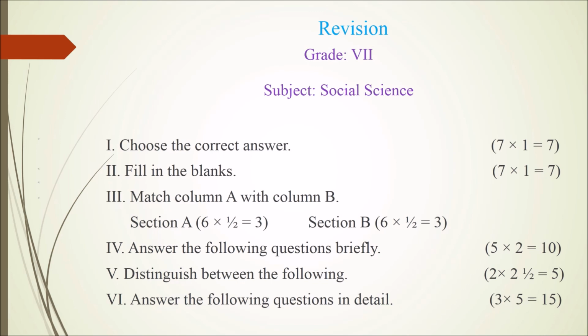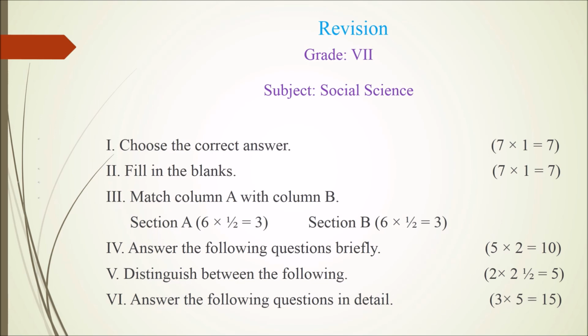This is your question paper pattern. Overall, you will be writing your quarterly exam for 50 marks. Roman letter 1, choose the correct answer. You will get 7 questions in that. Each question carries 1 mark. So totally 7 marks for choose the correct answer.